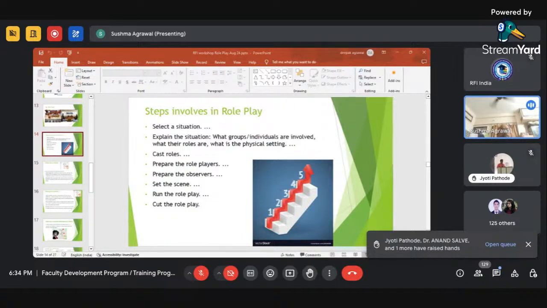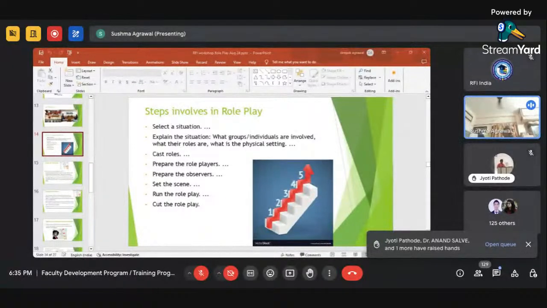What are the steps involved in the role play? These are some of the standard steps, but you can add or subtract from them. The very first thing is the necessity of a situation. The situation needs to be created either by the students, or if not, then you, as the trainer, the director, the leader, need to provide the situation to the students.